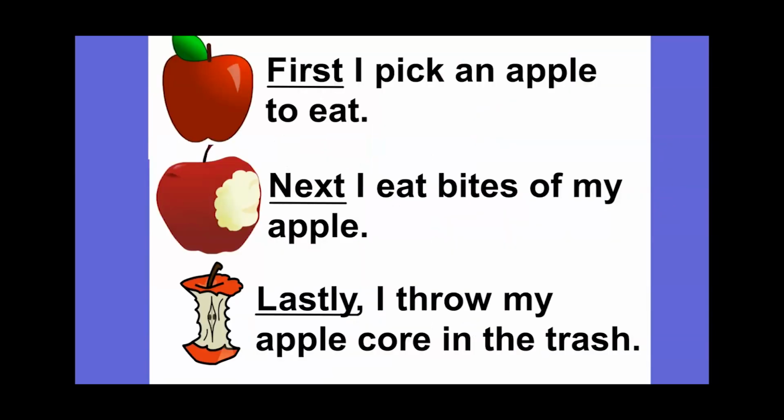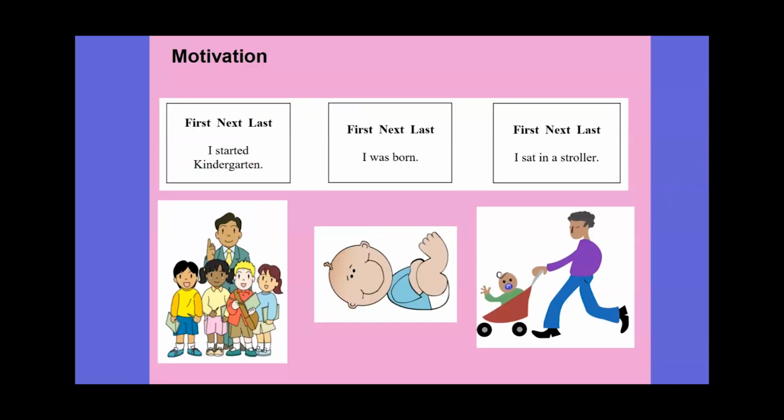So when I'm thinking about eating an apple for a snack, first I pick up the apple to eat. Next, I eat bites of my apple. Lastly, I throw my apple core in the trash. So here I use the words first, next, and last to describe the order of how I ate my apple. Look at your packet, or just come along with me and get ready to point. Motivation.